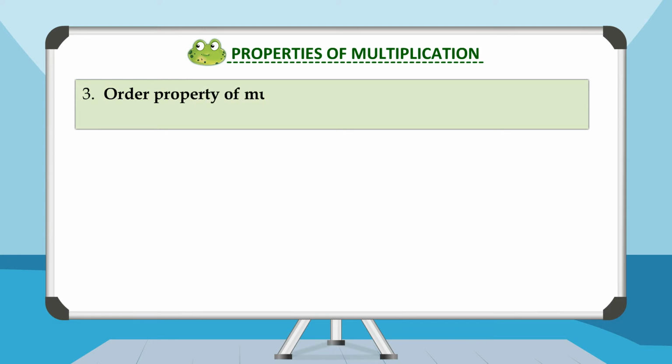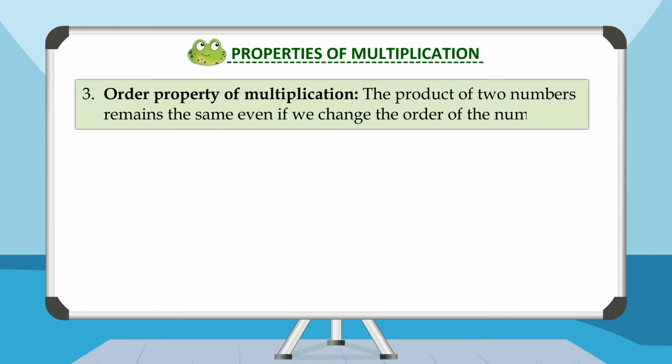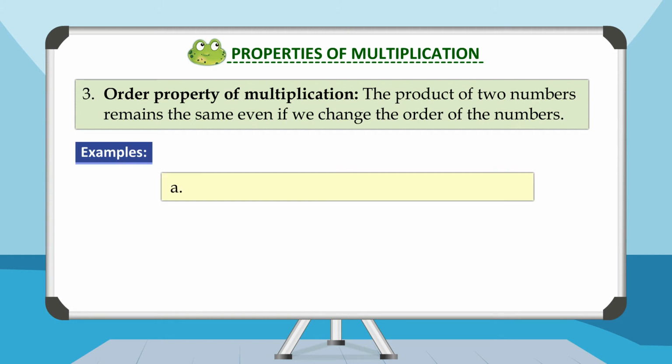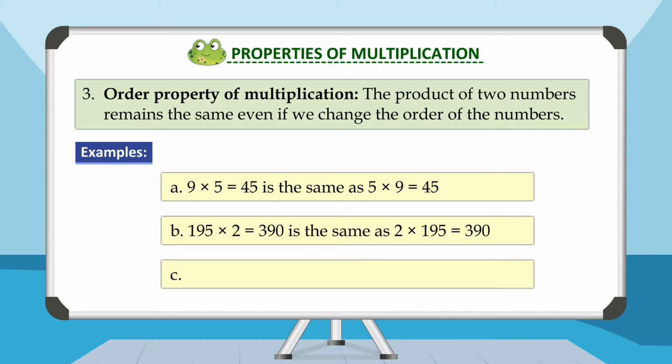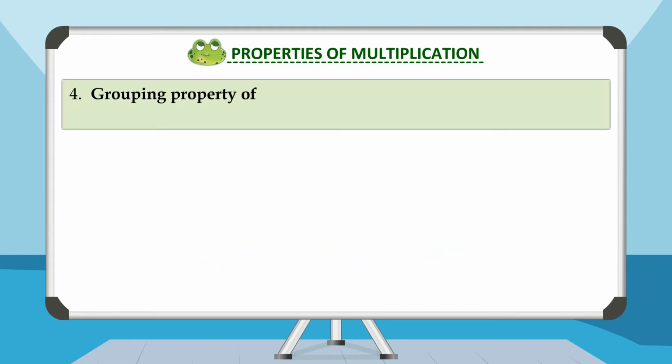3. Order property of multiplication. The product of two numbers remains the same even if we change the order of the numbers. Examples: A. 9 into 5 is equal to 45, which is the same as 5 into 9 is equal to 45. B. 195 into 2 is equal to 390, which is the same as 2 into 195 is equal to 390. C. 1030 into 5 is equal to 5150, which is the same as 5 into 1030 is equal to 5150.